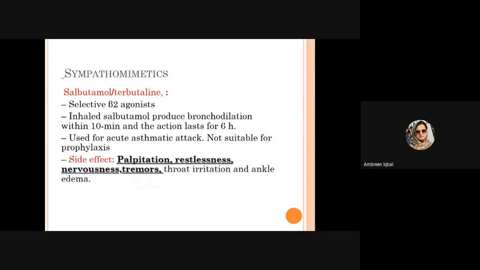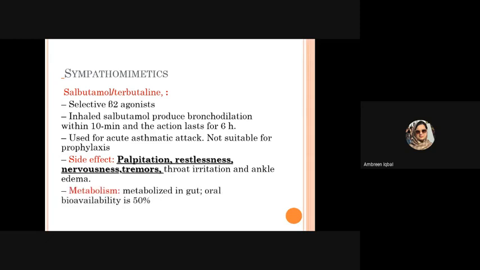Side effects are palpitation, restlessness, nervousness, throat irritation, and ankle edema. Palpitation is when you feel that your heart is racing. Sometimes you even feel that a heartbeat is missing. So the discomfort related to the heart is known as palpitation.